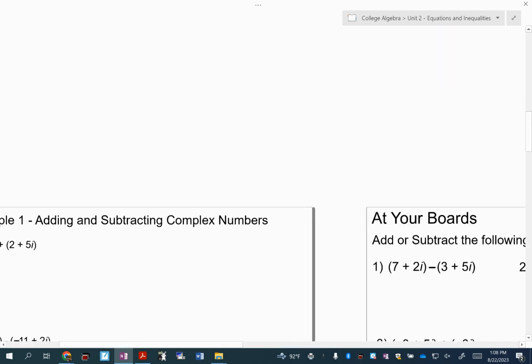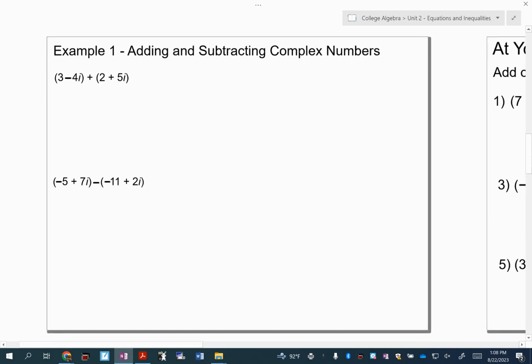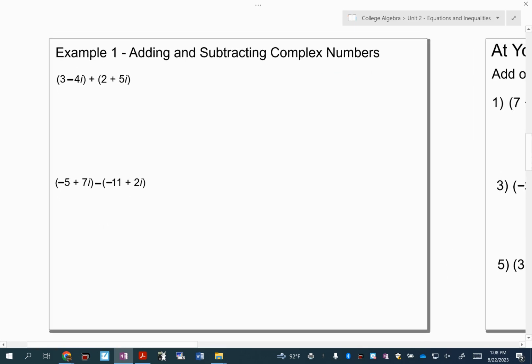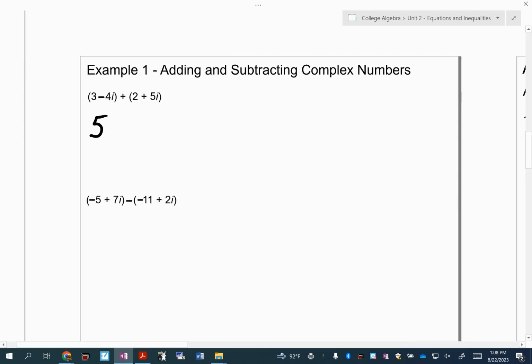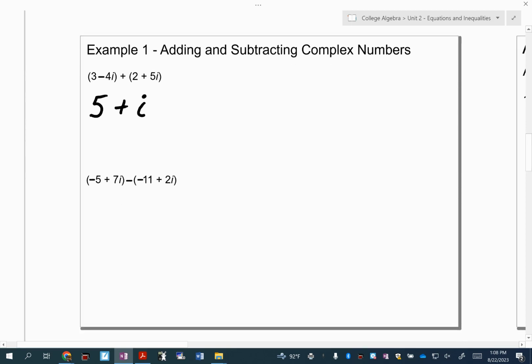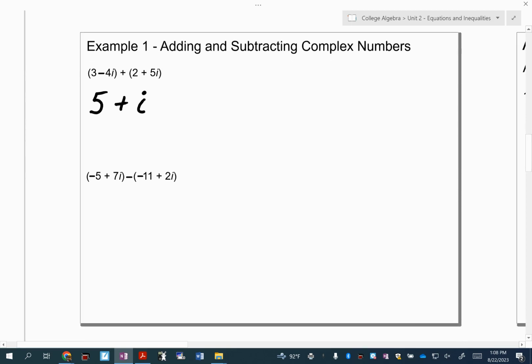All right, so let's try some addition and subtraction. This is as straightforward as it's going to get today on this lesson. Whenever you're adding or subtracting complex numbers, you add or subtract the real numbers together, and then add or subtract the imaginary numbers. So in this case, let me zoom in for you, 3 + 2, which is 5, and then -4i + 5i, which is positive 1i. And that's it. So again, real to real and imaginary to imaginary.